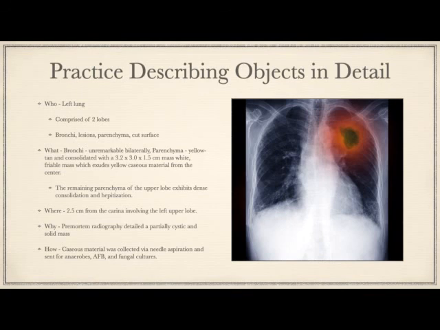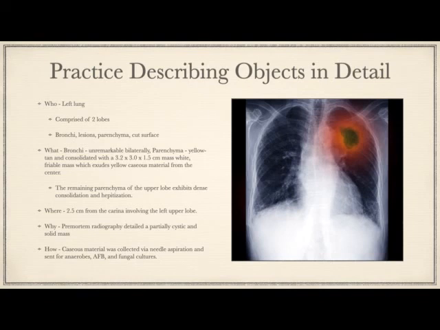As you get more experience in pathology, one of the most important things to do is to figure out how to practice describing objects in great detail. You want to include all the important parts of the description. So you want to say who, what, why, when, where. These are all the things that you need to include. Who, what are you describing? The left lung. It's comprised of 2 lobes.